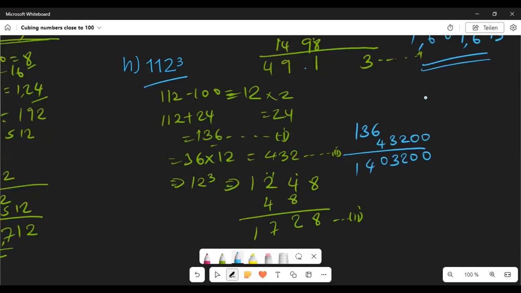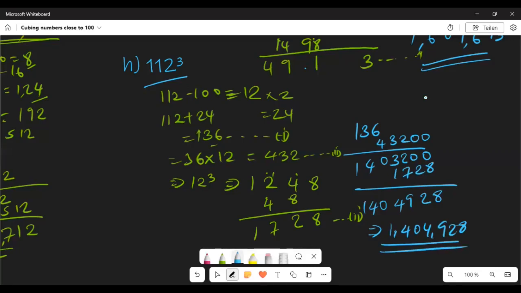And then next, now we want to add this 1728. So we're going to add here 1728. So that we have here 8, 2, 9, 4, 0, 4, 1. So the cube root of that number of 112. If you cube the 112, you get 1.404928.